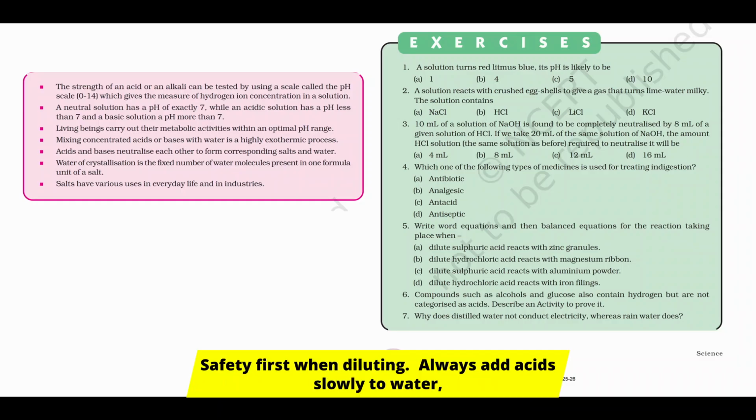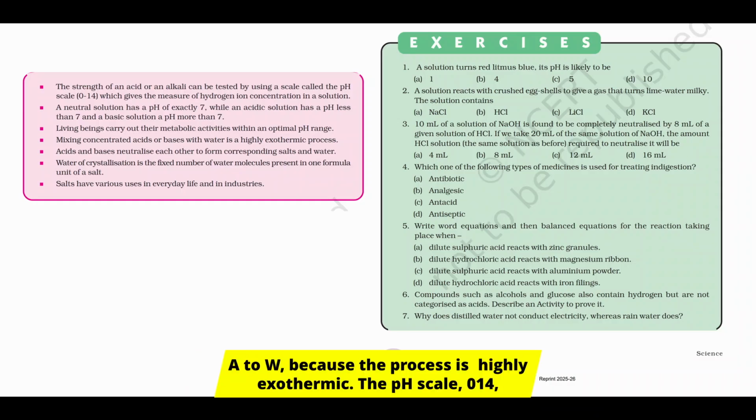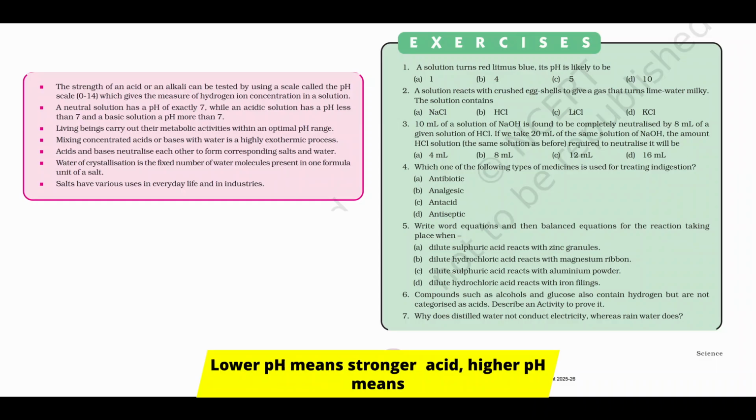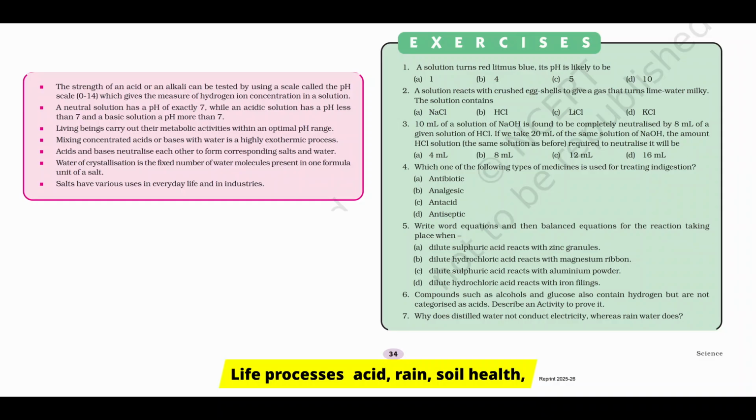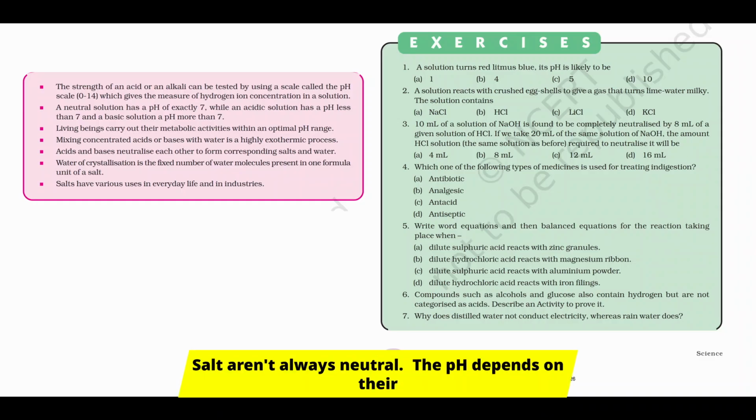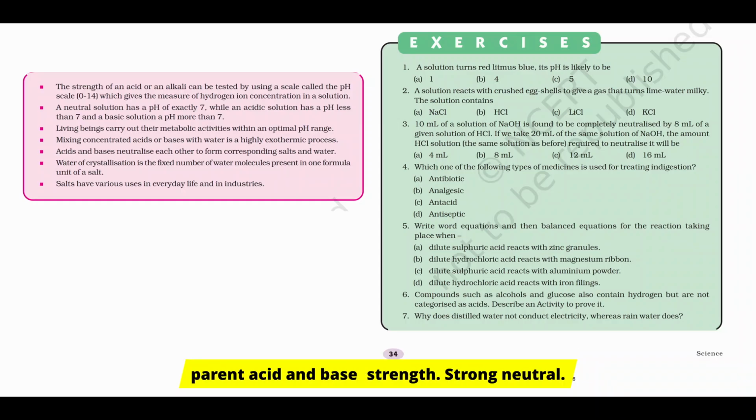Safety first when diluting. Always add acid slowly to water, A to W, because the process is highly exothermic. The pH scale, 0 to 14, quantifies strength based on H+ concentration. Lower pH means stronger acid, higher pH means stronger base, 7 is neutral. And pH impacts everything. Life processes, acid rain, soil health, digestion, tooth decay, even insect stings. Salts aren't always neutral. The pH depends on their parent acid and base strength. Strong-strong neutral. Strong-weak depends which is strong.